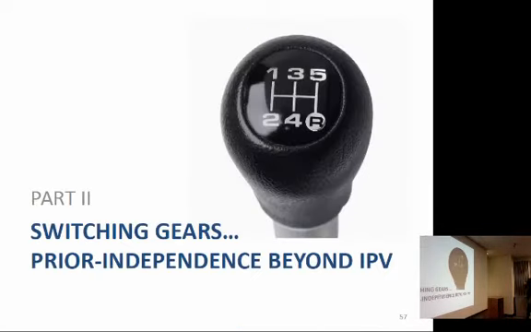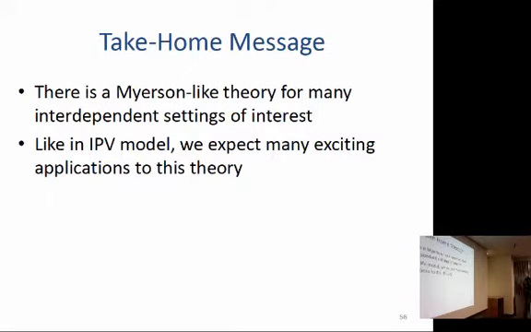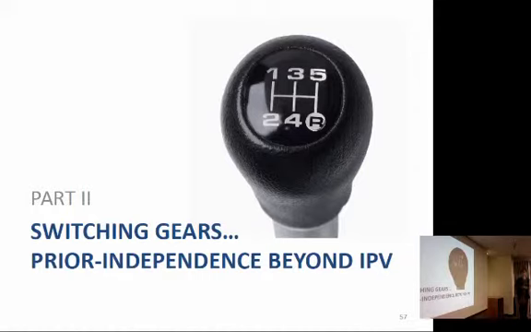Okay, so I'm going to wrap up this part, and here's my take-home message from part 1 of the talk. There is a Myerson-like theory for many, not all, but many interdependent settings of interest. And like in the IPV model, we expect this theory to have a lot of exciting applications. I'm sure you can come up with a few applications of your own. Now I'm going to show one, which is prior independence. Any questions about the first part of the talk before I go on?